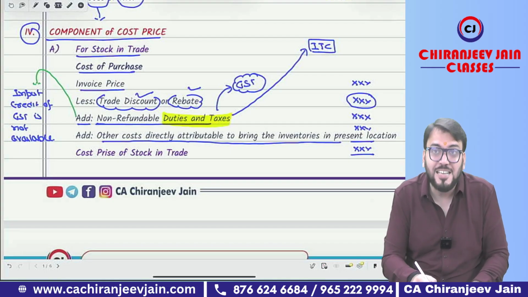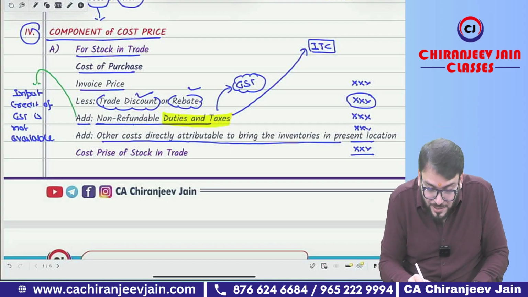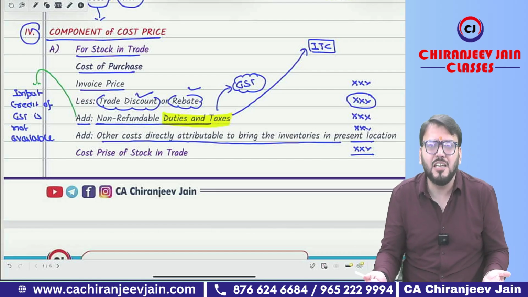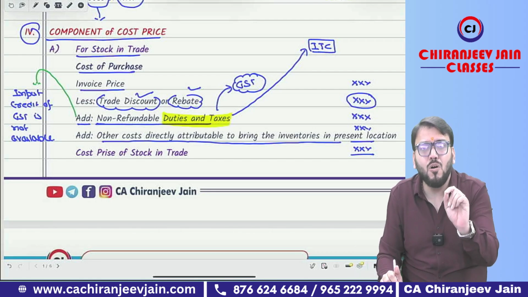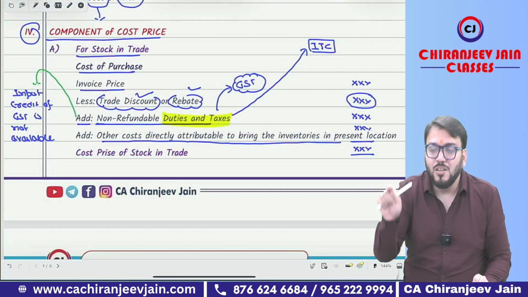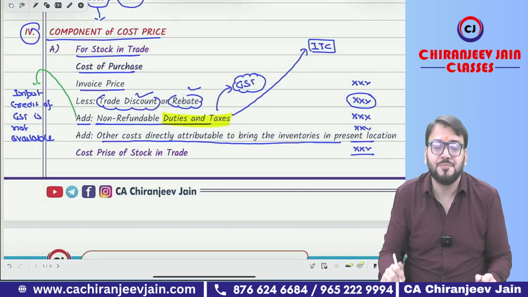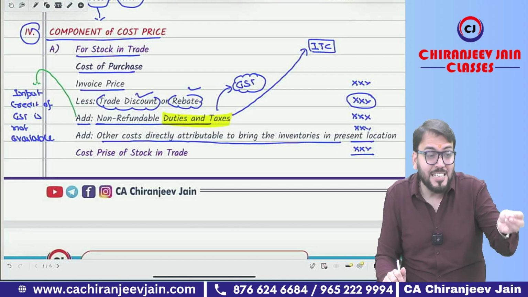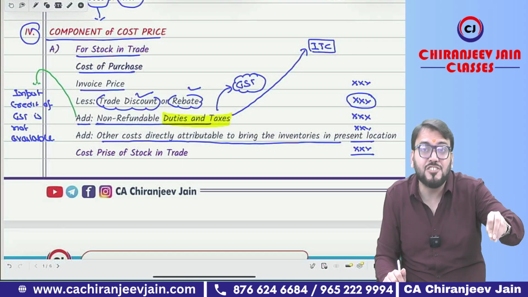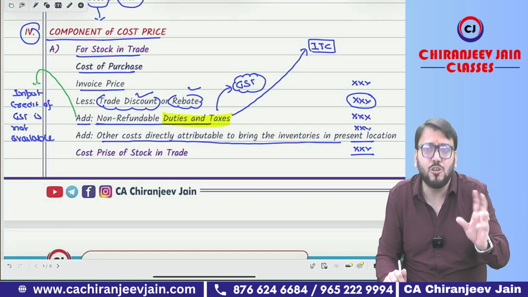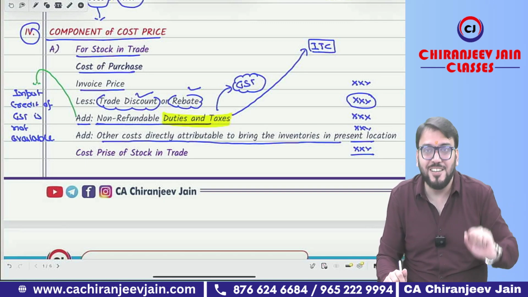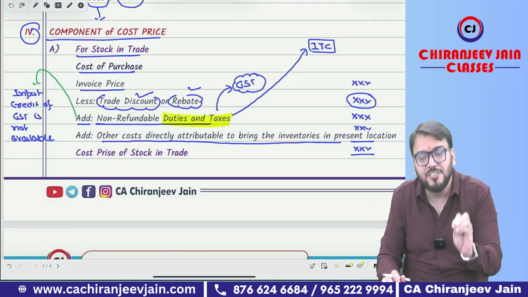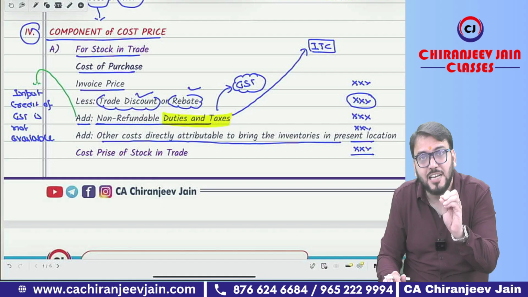Okay, sir. Invoice price, less trade discount or rebate, add non-refundable duties and taxes and other costs directly attributable to bring the inventory to its present location. Of course, from childhood you have done in the trading account, all the direct expenses are added. These direct expenses are carriage inward, loading and unloading charges, any tax paid at the time of entering one state from another state, means octroi or toll tax, any insurance in transit, any commission paid on purchase. Whatever expenses you have incurred to bring the inventory to its present location will all be added.